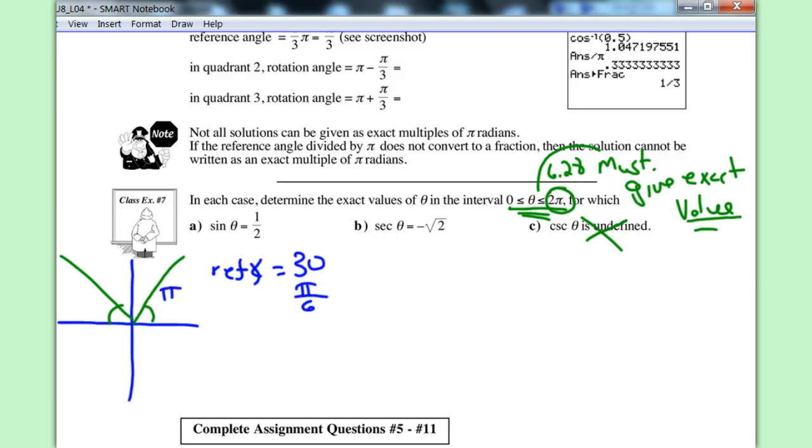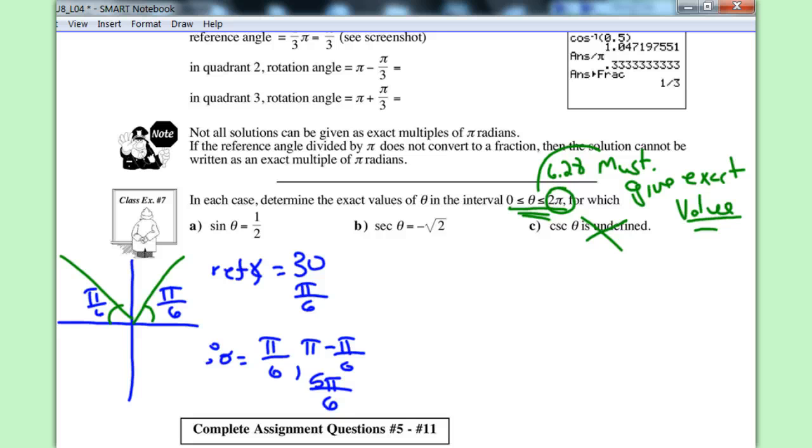So if I put pi over 6 here, and I put pi over 6 here, what does that make my answers? Therefore, theta is equal to pi over 6, and pi minus pi over 6 is 5 pi over 6. I'm just using fractions. 1 minus 1/6 is 5 pi over 6. You could also do your answers in degrees and then convert them, but I'm going to stick with staying with my multiples of pi.